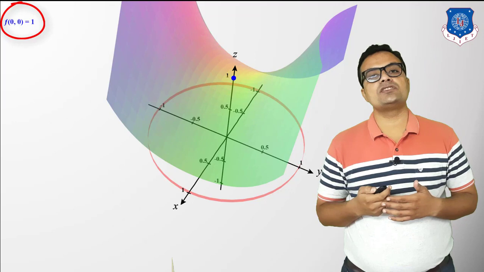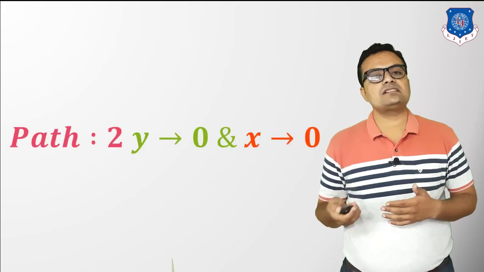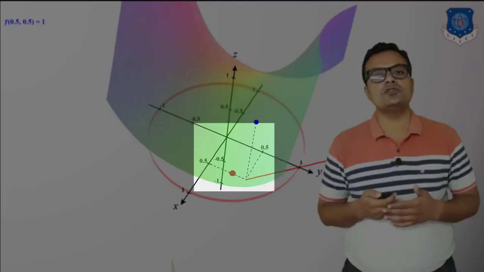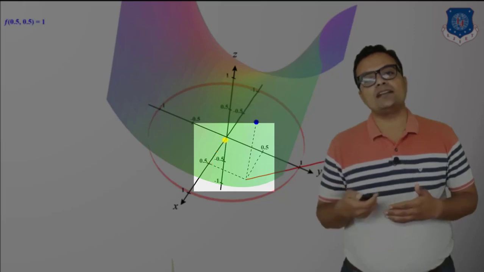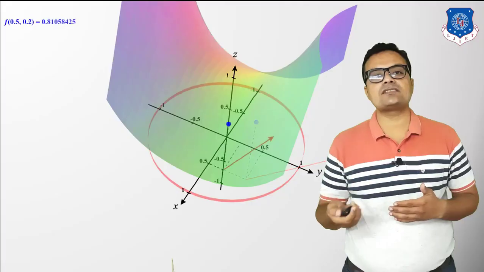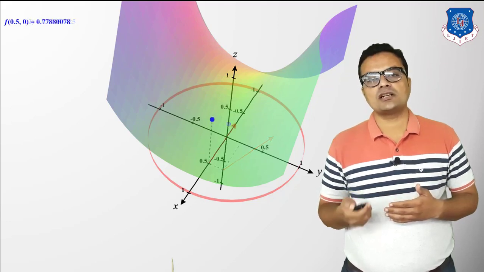So at the end of the journey, our first path will give the result f(0,0) equal to 1. Now let us consider the second path, y tending to 0 and x tending to 0 later on. So here I will take first of all y tending to 0 and then I will take x tending to 0. So let us consider the same thing on the graph.